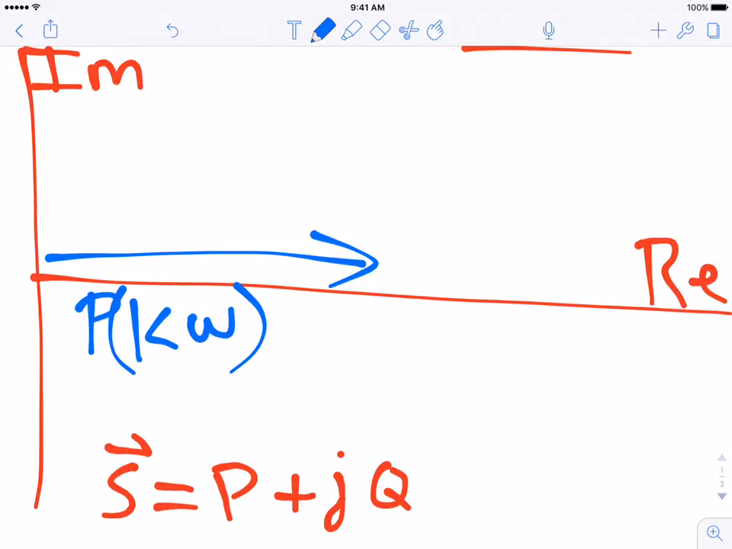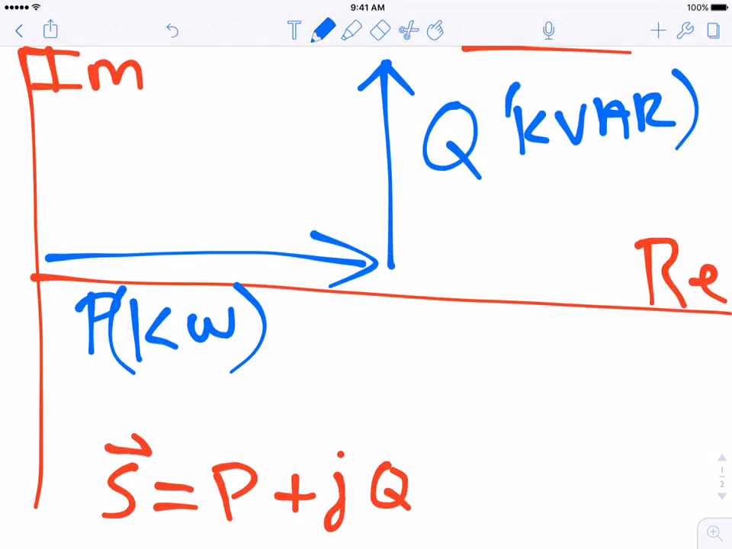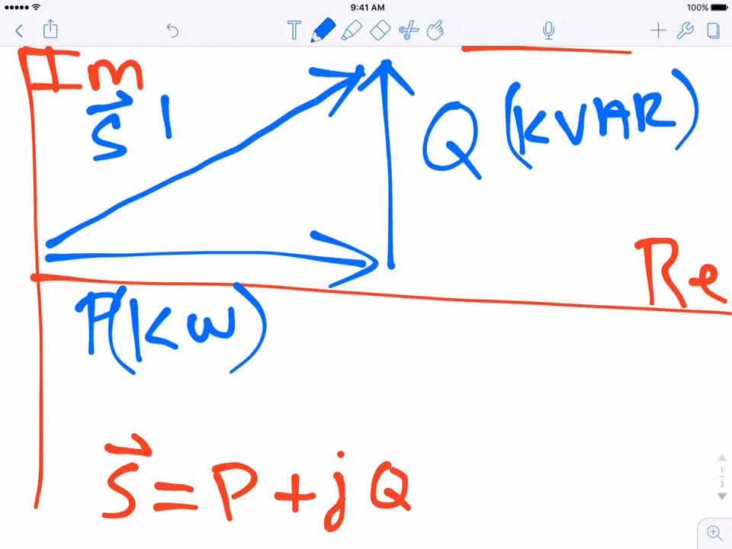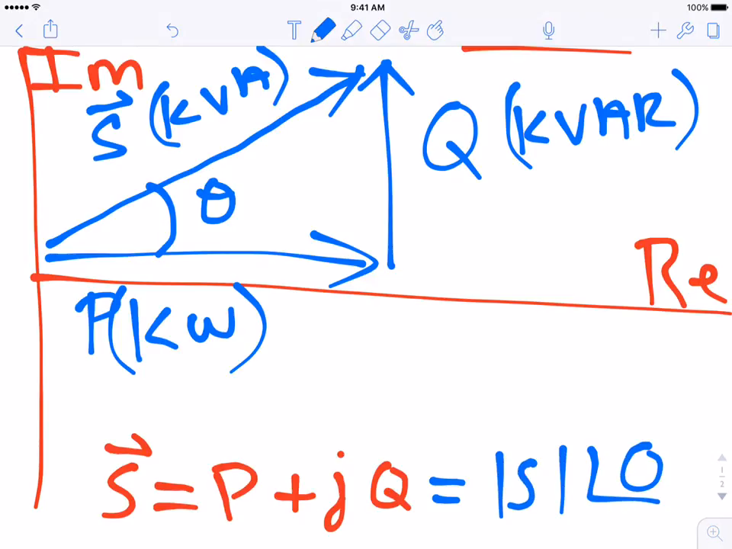Okay, and then we're going to have the imaginary component, which is called Q, and this is in kVars. Okay, and then S is over here, and this is your apparent power, right? And this is going to be just in kVA. And then there's also this angle theta. So one thing to note is that S is also equal to the magnitude of S angle theta.